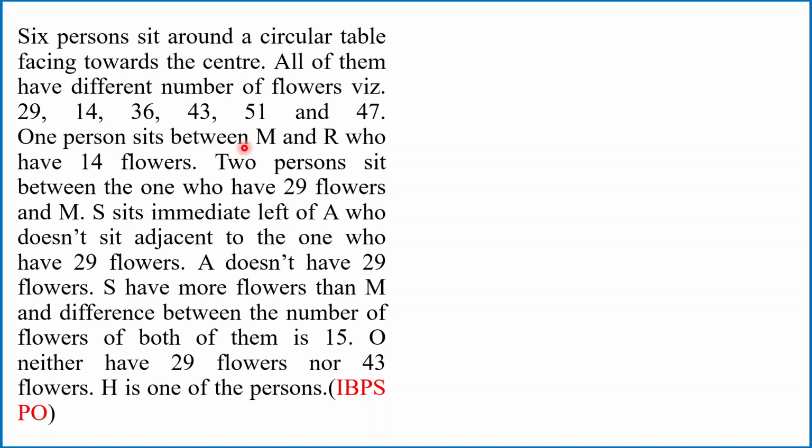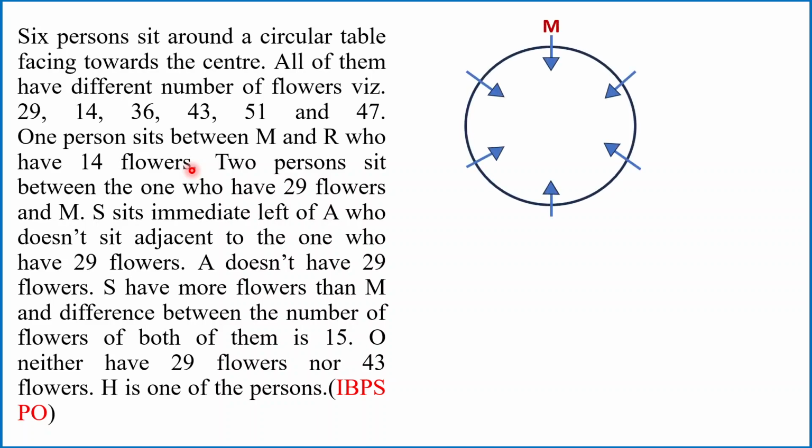One person sits between M and R, who has 14 flowers. So there is one person between M and R, and the person R is having 14 flowers. So let's consider the first case. In this, M is here at this position. Let's consider the anti-clockwise direction. So in the anti-clockwise direction, one person is there between M and R. So R will be placed here with 14 flowers at this position in case number 1.